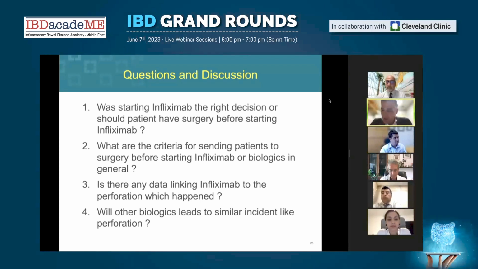So the last question for Professor Sanur, and then I hand it back to Professor Kotobi to close the case. Have you seen perforations on infliximab? Has that happened to you before? Is that a concern of yours? Not really, but I've seen perforations on steroids.